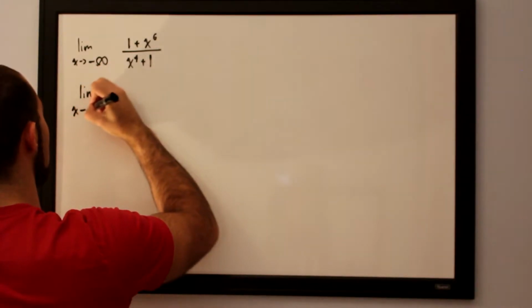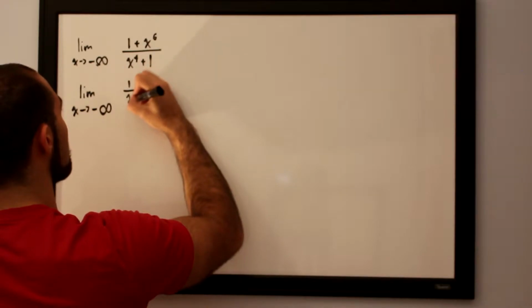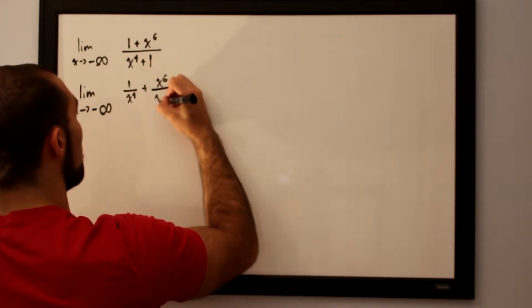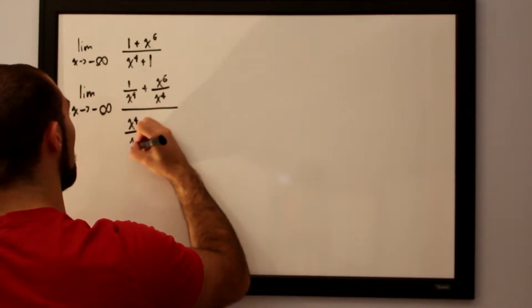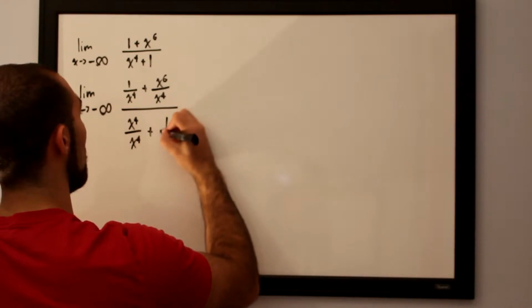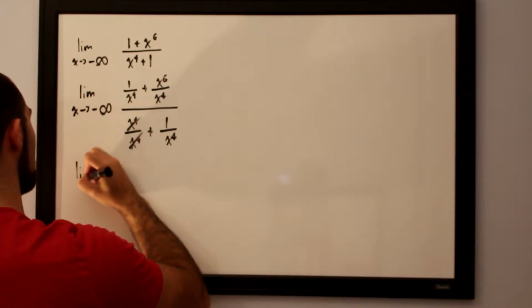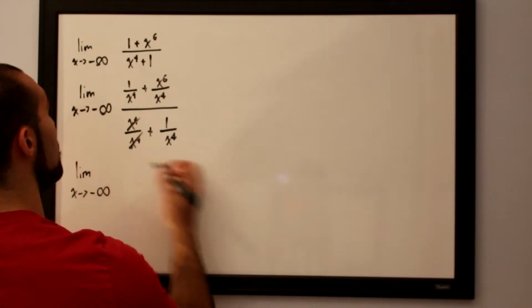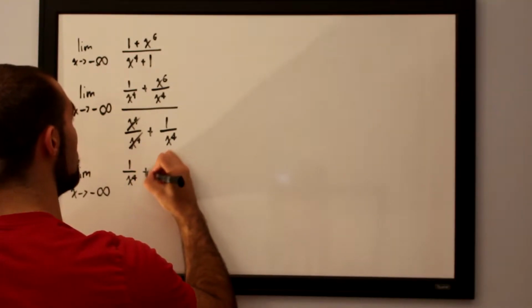So take the limit as x approaches negative infinity for 1 over x to the 4th plus x to the 6th, divided by x to the 4th, over x to the 4th divided by x to the 4th plus 1 over x to the 4th. We can cancel out some common factors now. I'm going to take the limit as x approaches negative infinity for 1 over x to the 4th, which is going to go straight to 0.